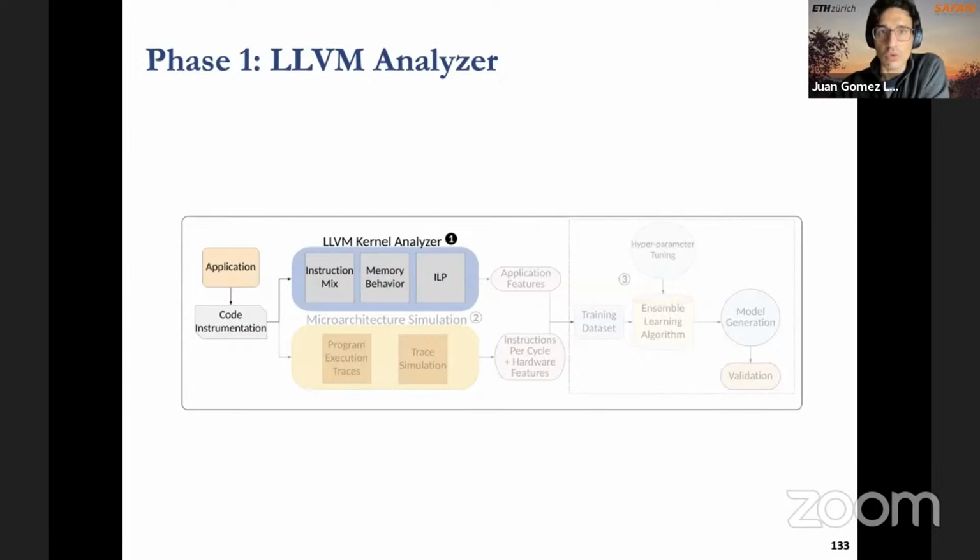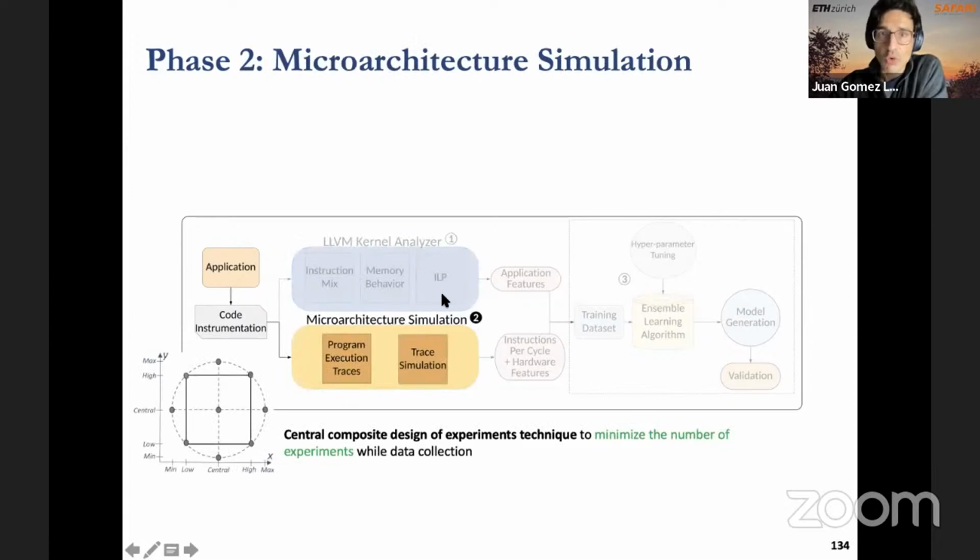In the training, we have a phase one, an LLVM-based kernel analysis that obtains information about the instruction mix in our program, about the memory behavior, like how memory intensive this workload is, or other metrics like instruction level parallelism. And we have a phase two where we do microarchitecture simulation. First of all, we generate traces from our application, and then we do trace simulation.